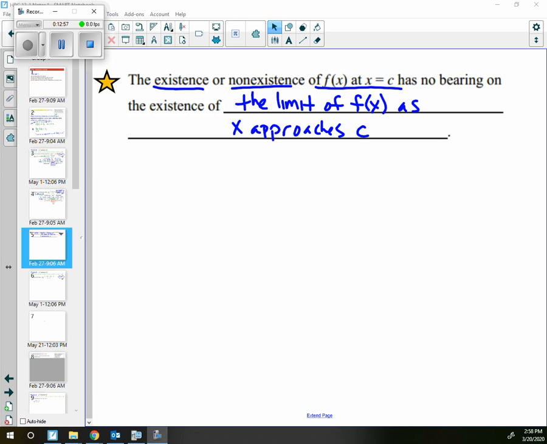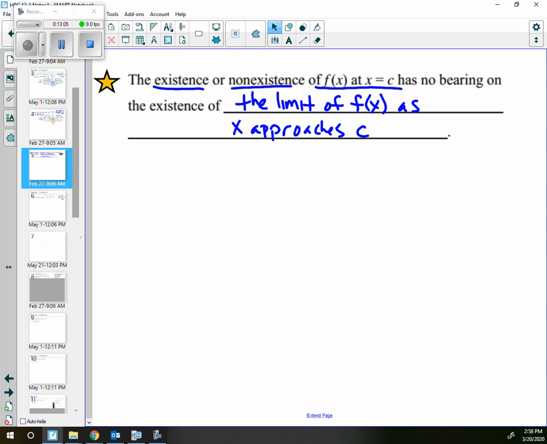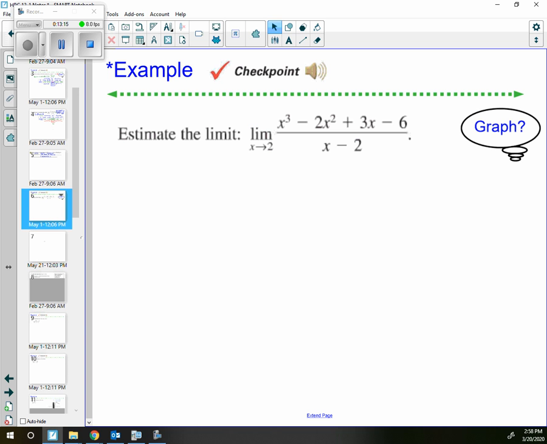And that's a big part of what we're going to be talking about moving forward, being able to tell whether it's existing or not, and what the value of the limit is. So we're going to take a look at a lot of different scenarios when limits exist and when they don't, or when the values of the function exist and when they don't, so you can get comfortable finding the value of the limit. All right, so let's take a look at some examples here.